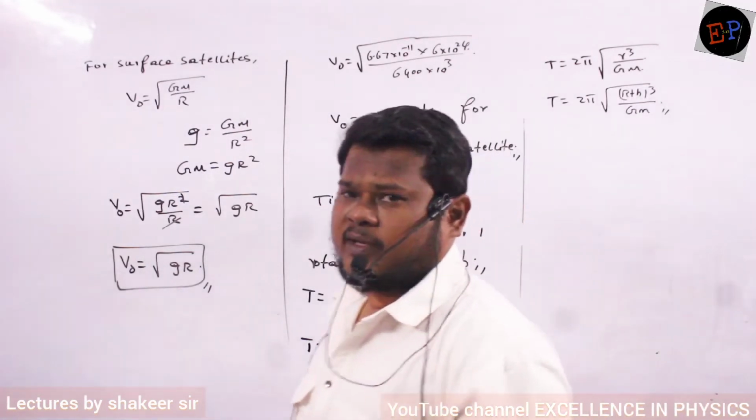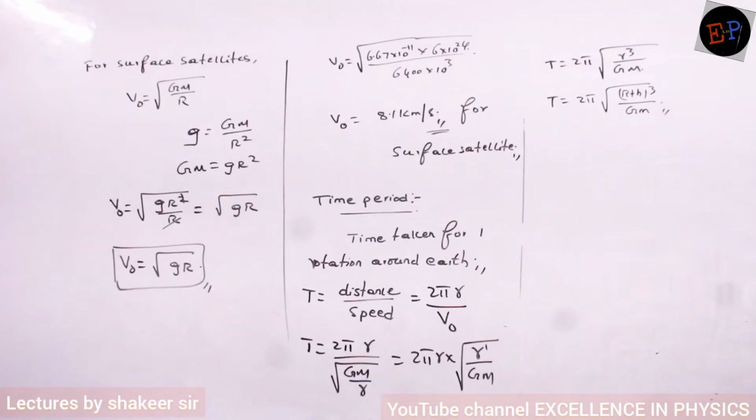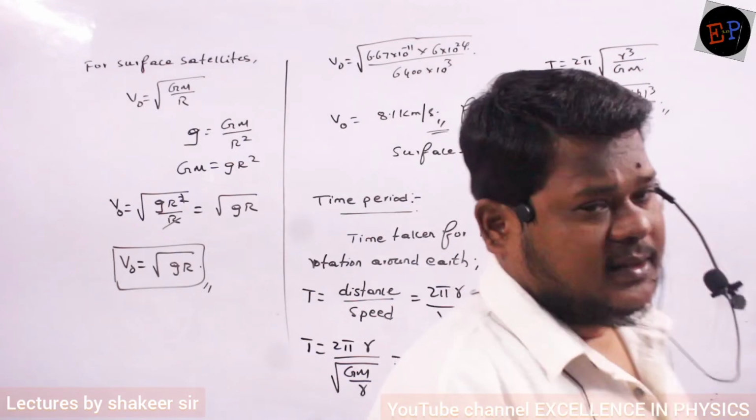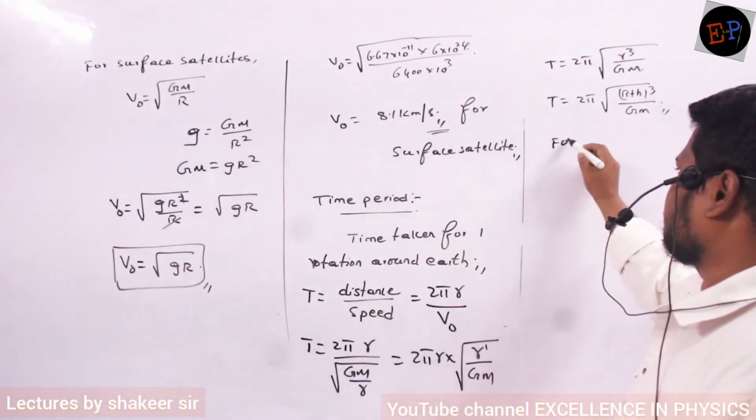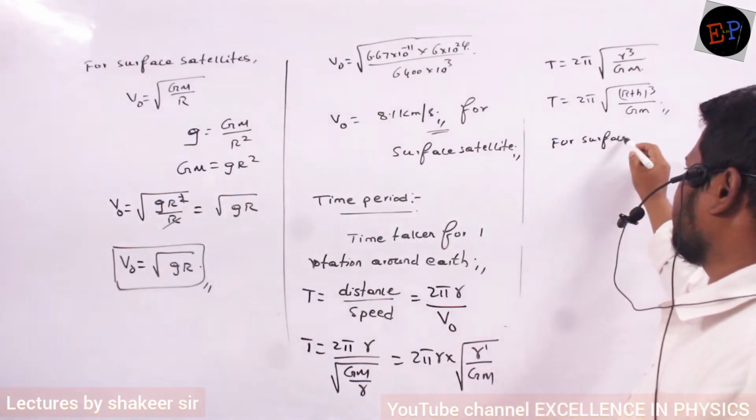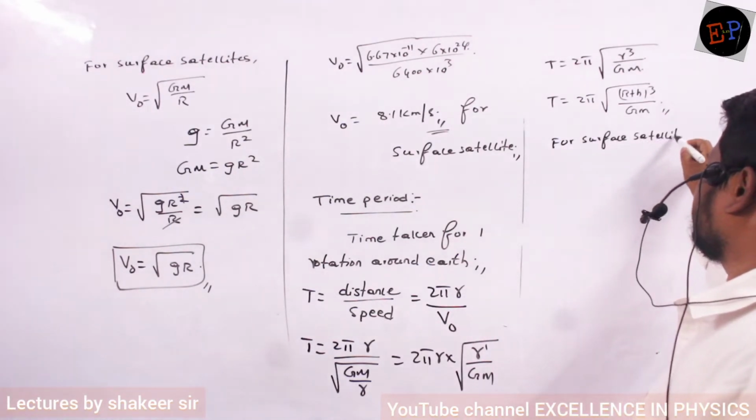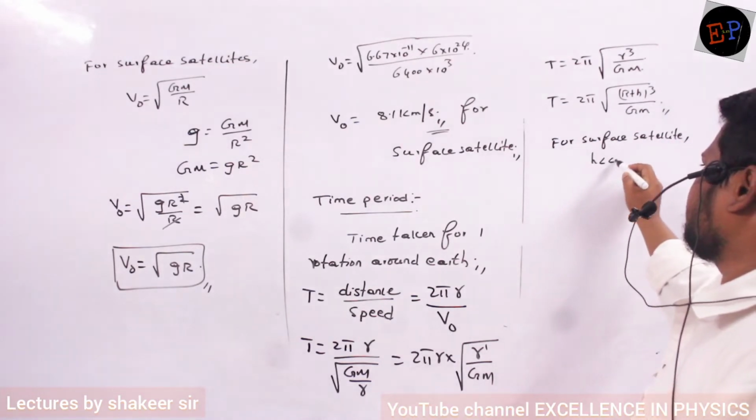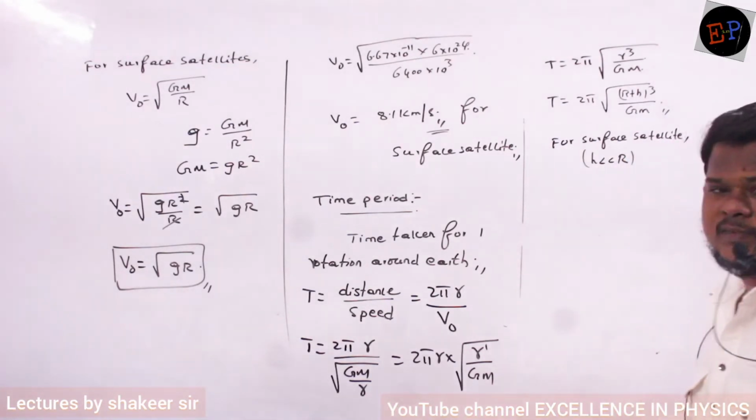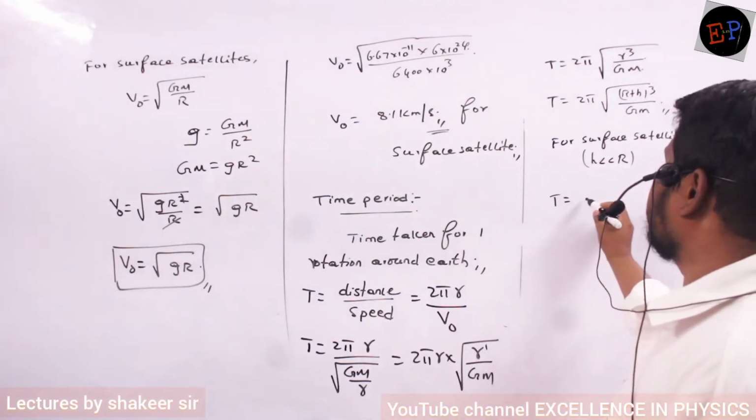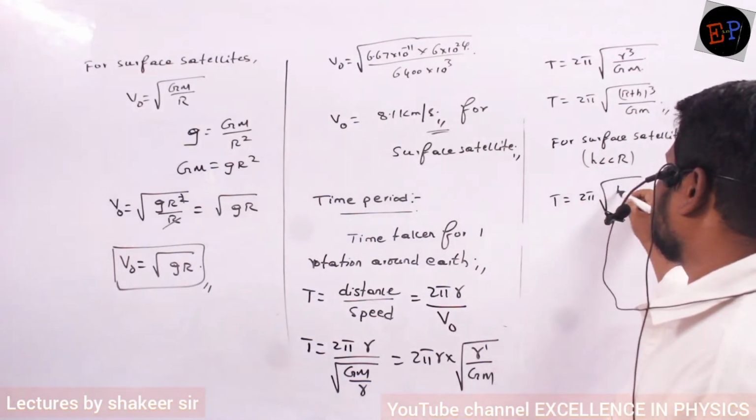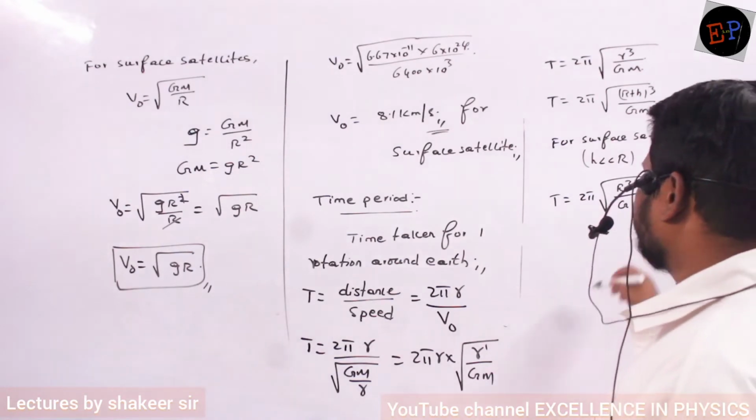So these are the different methods of calculating the time period of rotation. Are you able to understand? Clear? So how can I write the same equation for surface satellites? Surface satellite means h is very small when compared to r, no? So instead of r plus h, I can write r only for surface satellites. Therefore T is equal to 2 pi square root of r cube divided by g into m.